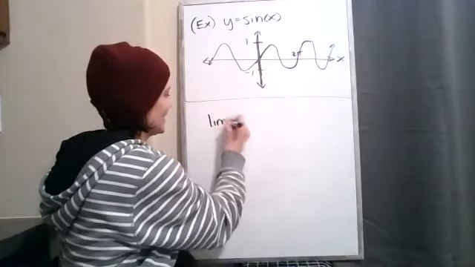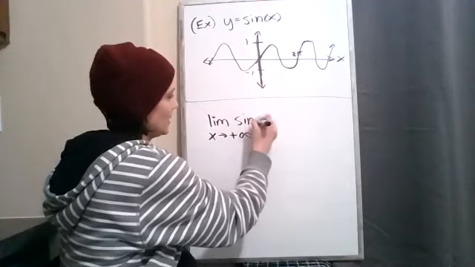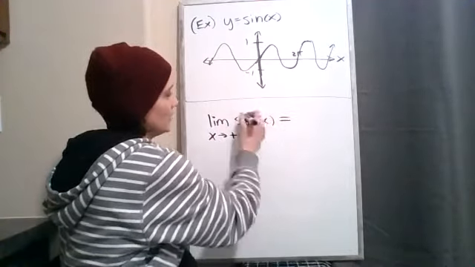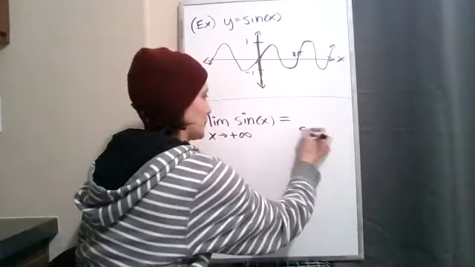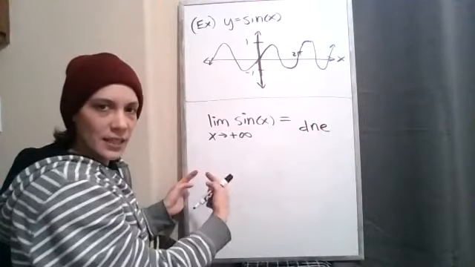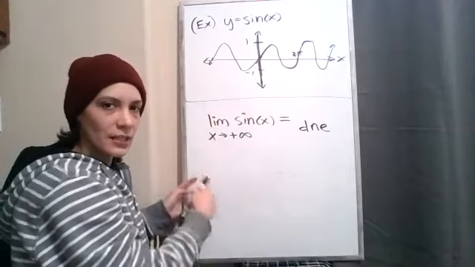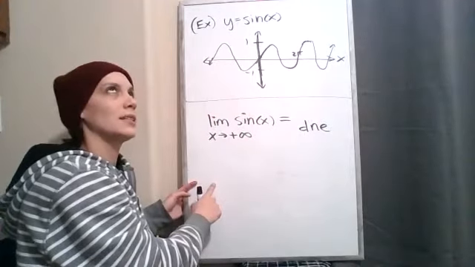Okay, limit as x goes to positive infinity, sine of x does not exist. Same as you go to negative infinity, the function oscillates and you don't reach any value. The limit does not exist.